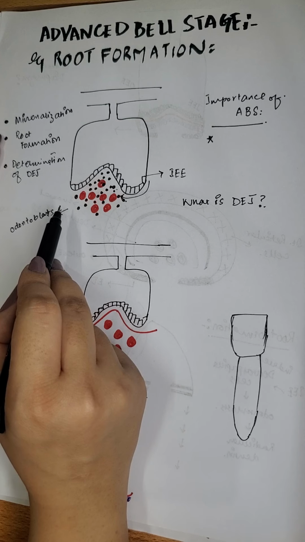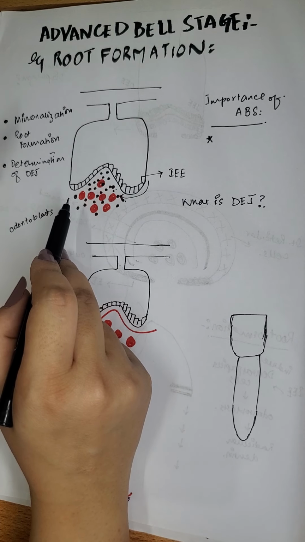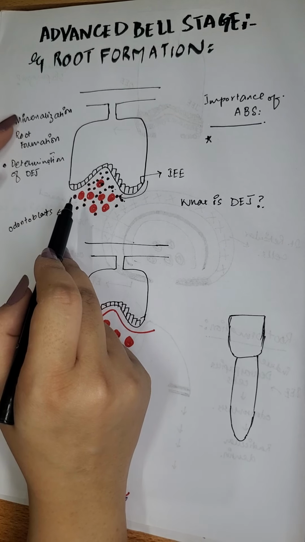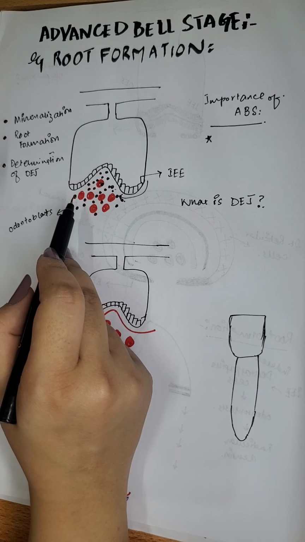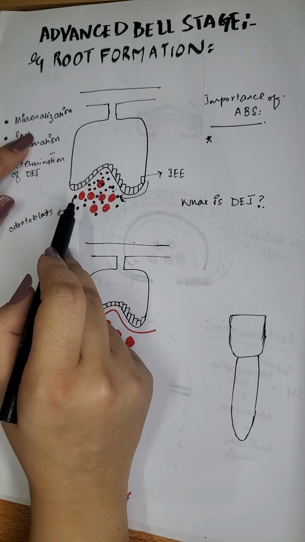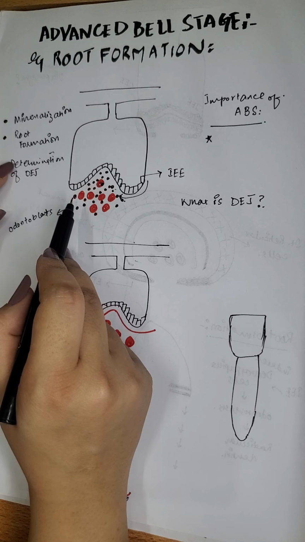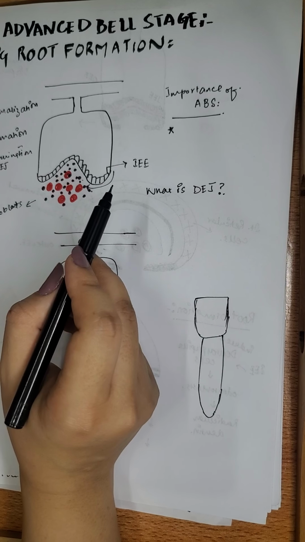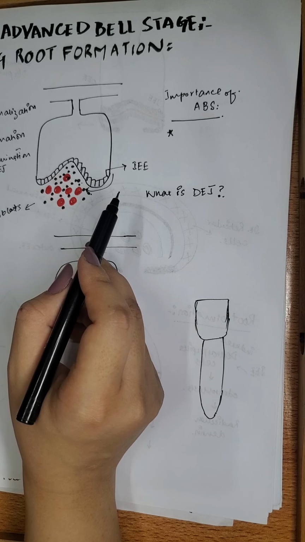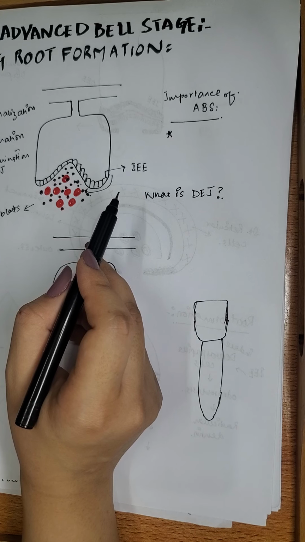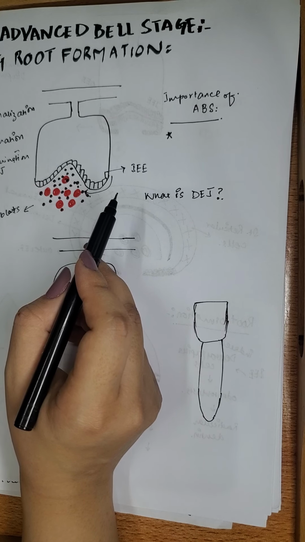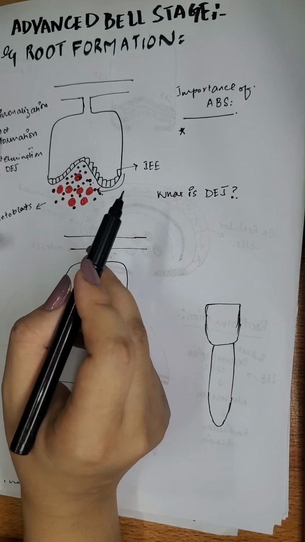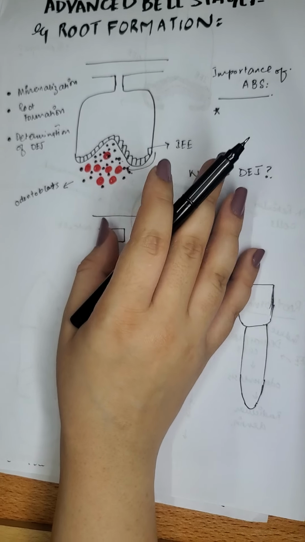Alright, so if you are asked about the advanced Bell stage, you are going to write three important points. Number one, mineralization is taking place in this stage. Number two, root formation is happening. And number three, there is the determination of the dentino-enamel junction. Later I will be telling you about the dentino-enamel junction. In the advanced Bell stage, these are the three events that are going to happen.